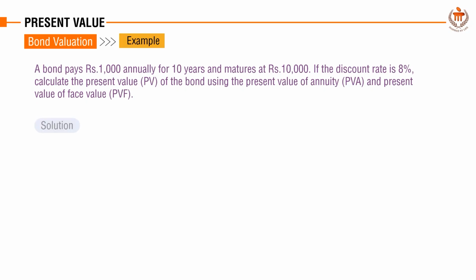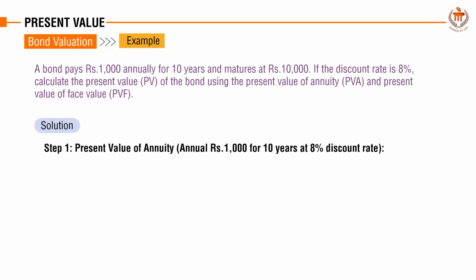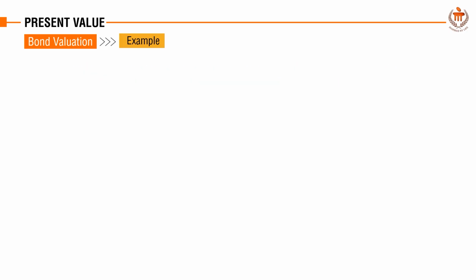Step 1. Present value of annuity. Annual rupees 1000 for 10 years at 8% discount rate. PV annuity is equal to 1000 times the bracket 1 minus 1.08 to the power minus 10, divided by 0.08. PV annuity is equal to 1000 into 6.7101. PV annuity is equal to 6710.08.